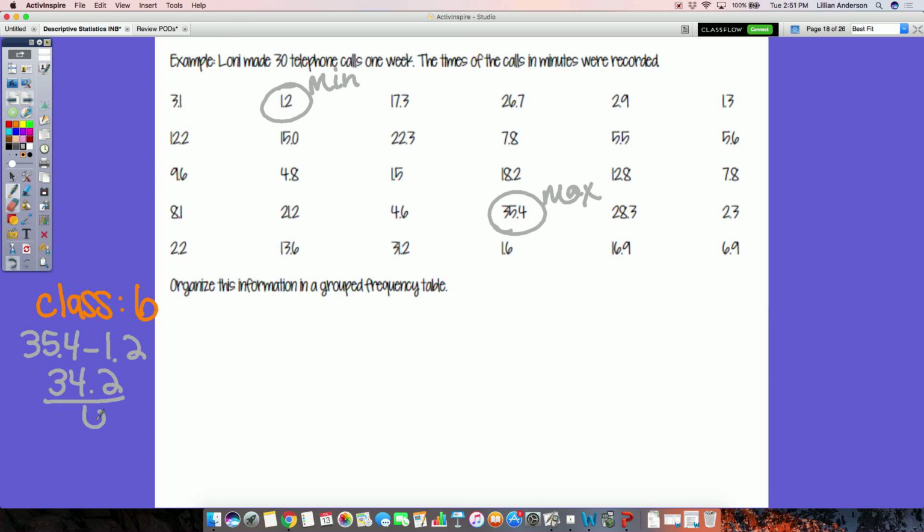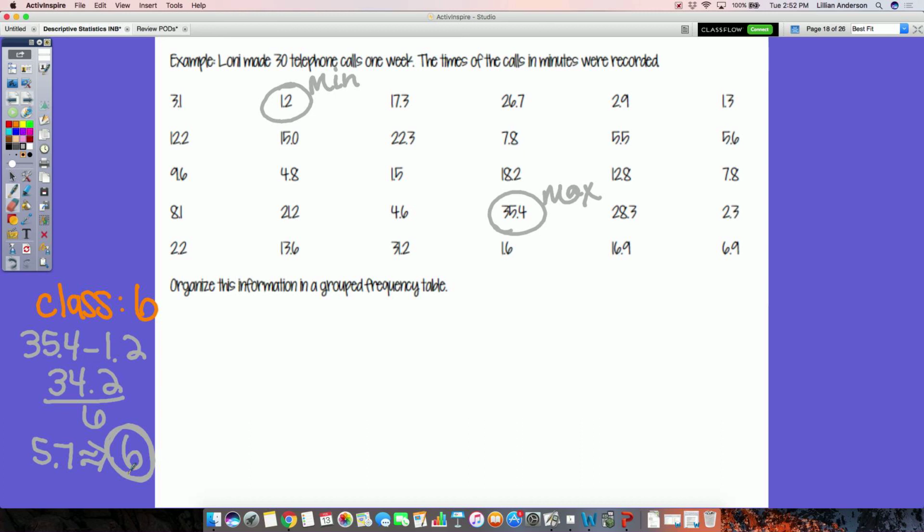And I'm going to divide by the classes, which is 6, because I need to know how big my groups, my classes, my intervals are going to be. And we're going to round up. What's 34.2 divided by 6? 5.7. So my class width is going to be 6. That's kind of nice. 6 classes with a class width of 6.